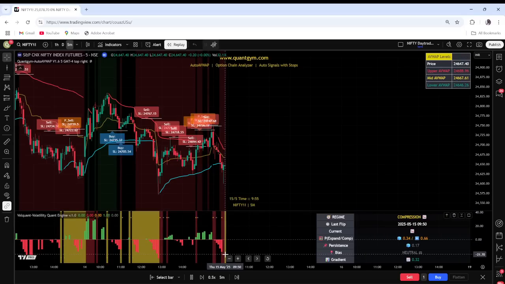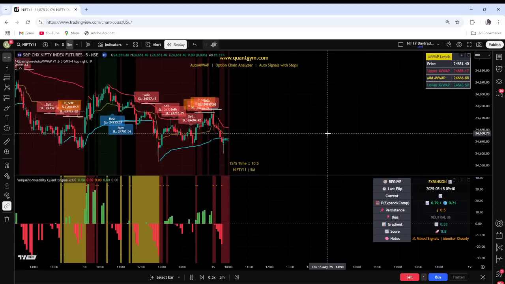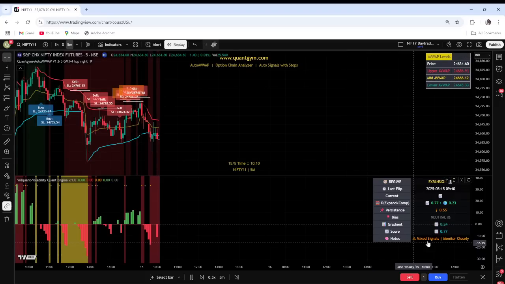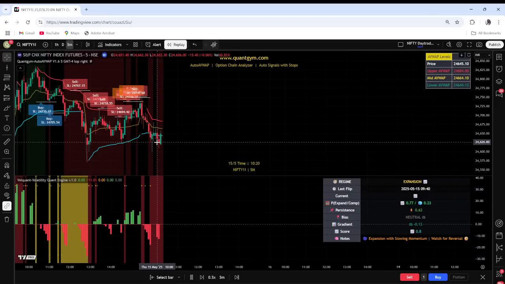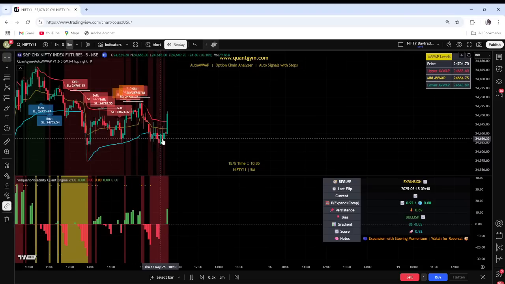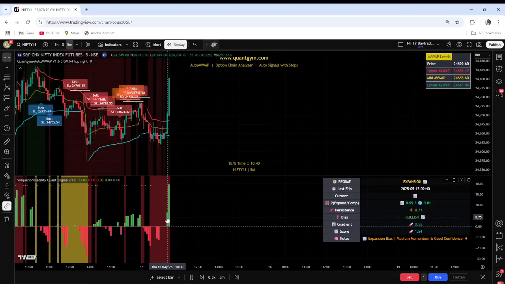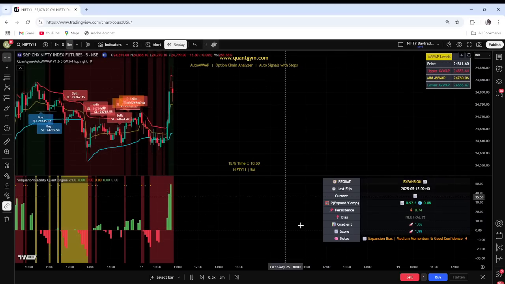This is also bearish out here, and you will see this continuously. I will just increase this. You can keep on watching the notes also. Now here you have mixed signals. Watch for reversal. Here it is telling you to watch for reversal. Right? Here comes the reversal and bullish. Good confidence. Still good confidence.